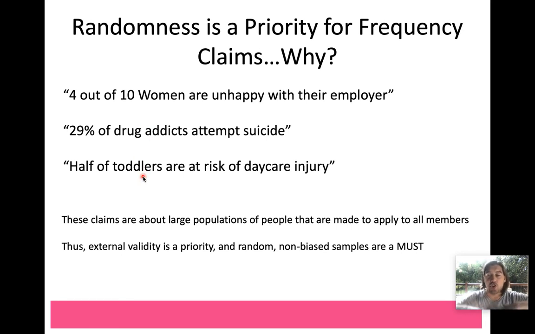To make such a giant claim, such a giant inference, necessitates external validity because the purpose of these claims is to apply broadly to tons of people. And so if we don't have external validity, then frequency claims become extremely, extremely weak. Now, we like external validity in our other claims, in our correlational claims and in our causal claims. But in particular, for frequency claims, external validity is a must.